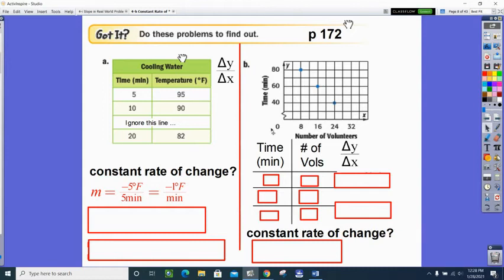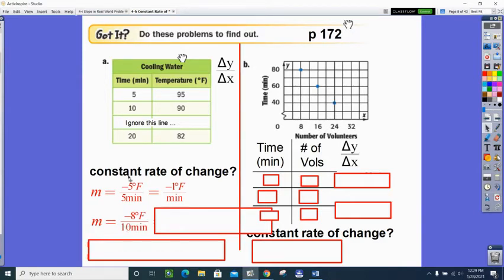So if I take a look here, 90 minus 95 is negative 5, and 10 minus 5 is 5. I'm going to take the top divided by the bottom to create a unit rate. And basically what's happening is the temperature is dropping 1 degree Fahrenheit for every minute. Does that trend stay constant? So again, I'm just going to ignore this one for a second because I want you to see what the table would look like. Now, if I take 82 minus 90 over 20 minus 10, I'm now looking at negative 8 degrees Fahrenheit for 10 minutes.